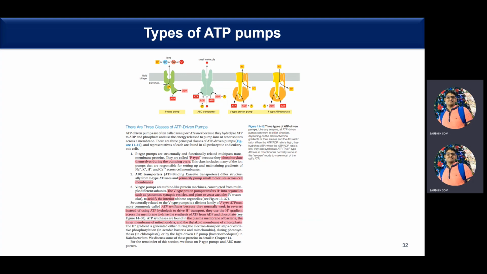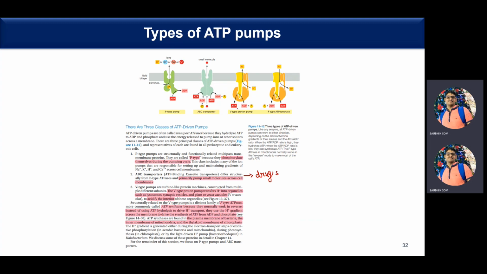Then there are ABC transporters. These transporters are used to pump small molecules across the cell membranes. All ABC type pumps are also used to pump drugs to the outside of the cells. Okay. Then there are V-type pumps.